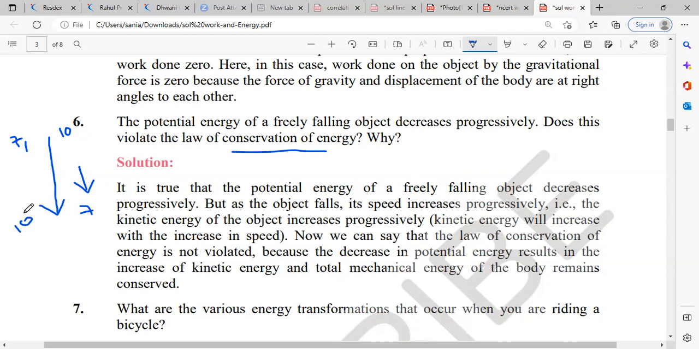Clear? Yes, ma'am. So over here, see, though your potential energy is decreasing, kinetic energy is increasing. So whatever your potential energy is losing, kinetic energy is covering that, right? So that's why we can say that no, we are not violating the law of conservation of energy, right? Yes, ma'am. Earlier your energy was 17. Here also you have 17, right? So it is not being violated. You cannot create it nor can you destroy it.